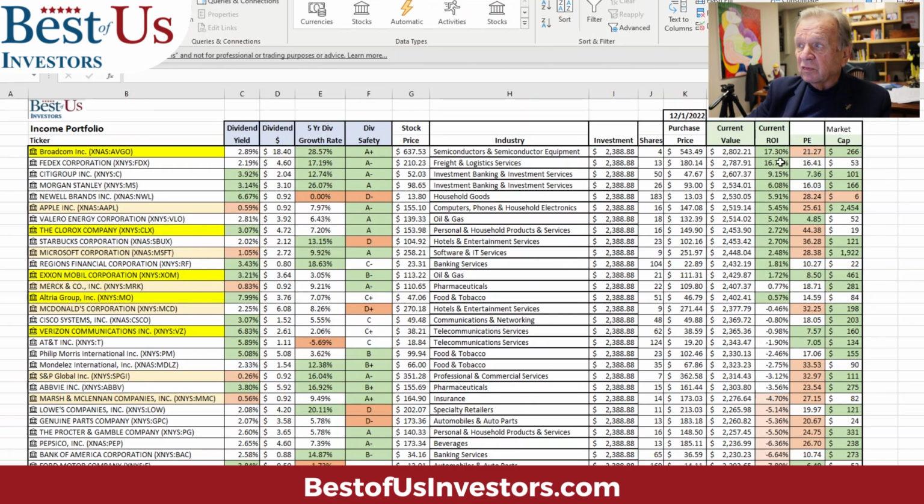Here's FedEx, grown since December at 16%. Citigroup, Morgan Stanley, Norwell Industries. This is Home Goods, Apple. So you can see, and there's my Clorox, 3%, and I've gotten already another 3% growth since the 1st of December. So this is where I'm going. I'm expanding my knowledge. I've learned this program.